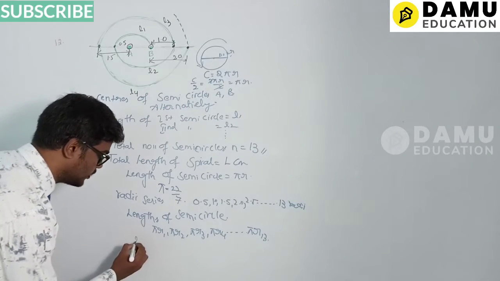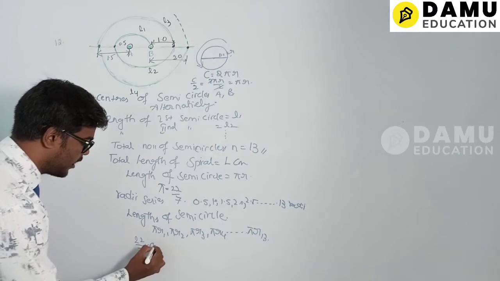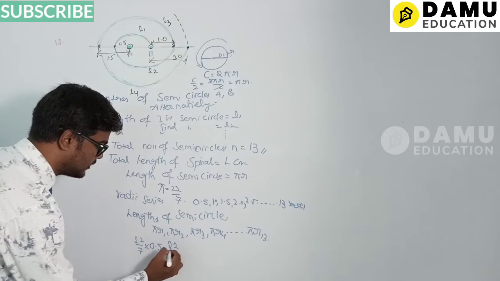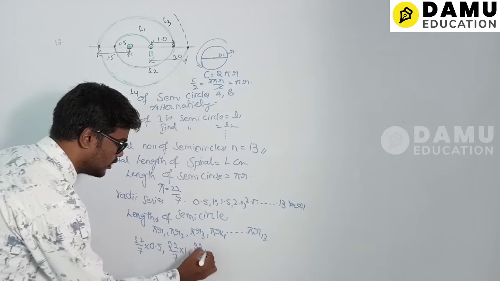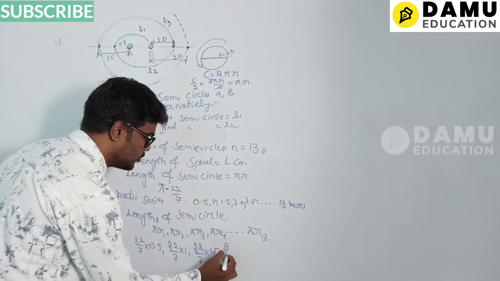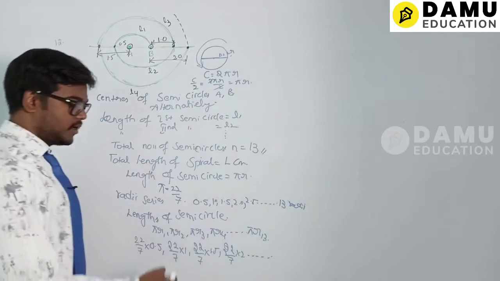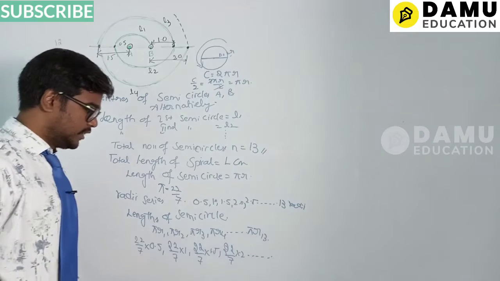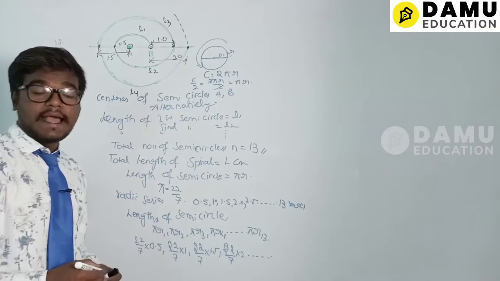So pi means 22 by 7. So the lengths are 22 by 7 into 0.5, 22 by 7 into 1, 22 by 7 into 1.5, 22 by 7 into 2, and so on up to 13. So this is the series. We have to check whether this is in AP or not.